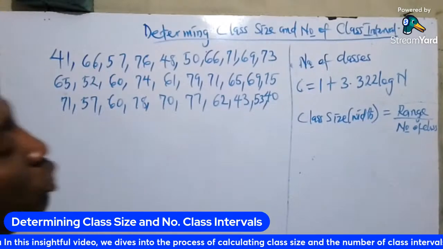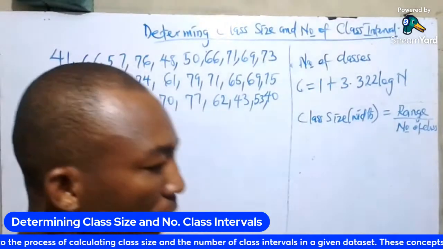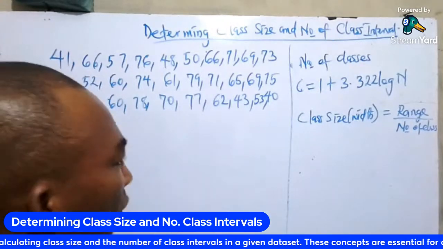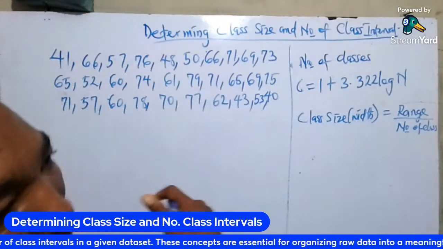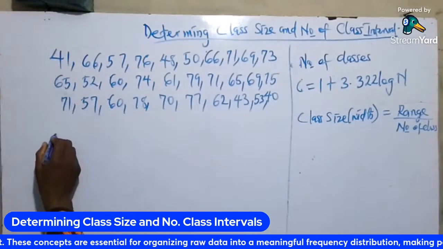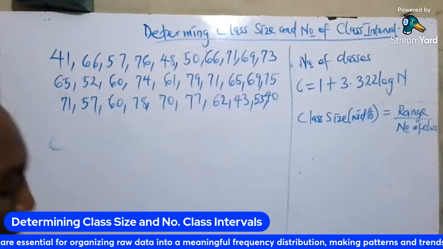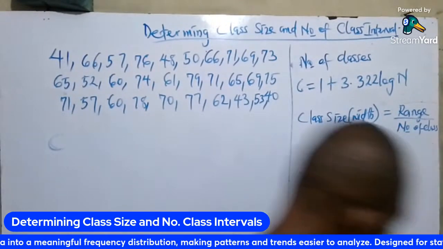So the first thing you need to do is to first of all know the number of classes. How many class intervals am I going to have? In knowing that, you will use a formula that we call C, and it's a constant value.